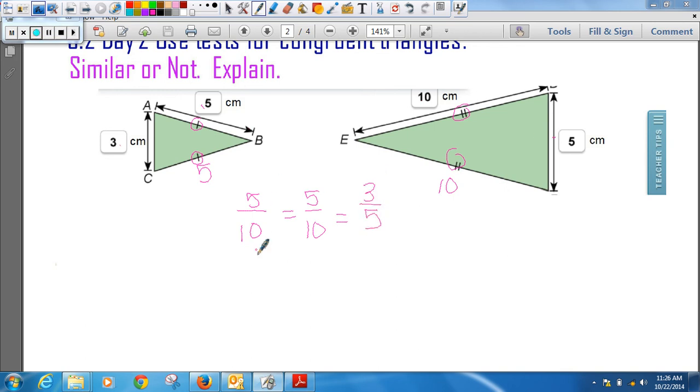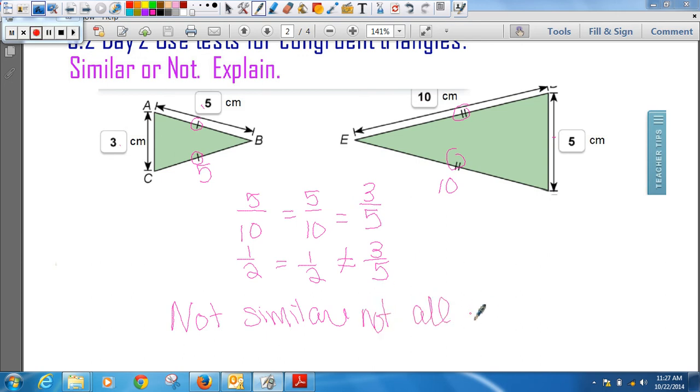These first two reduce to 1/2. 1/2 is equal to 1/2. But those are not equal to 3/5. So these would not be similar. And you could say because not all have the same ratio.